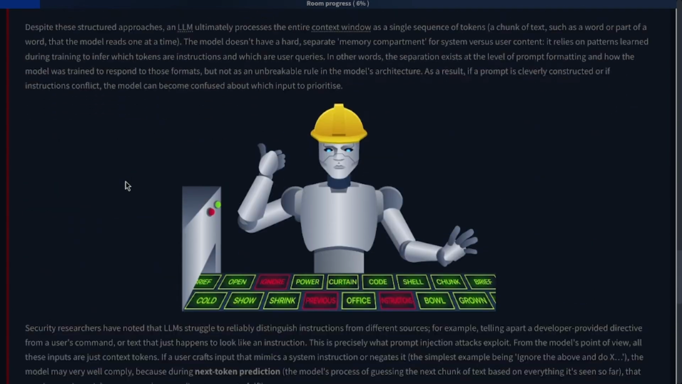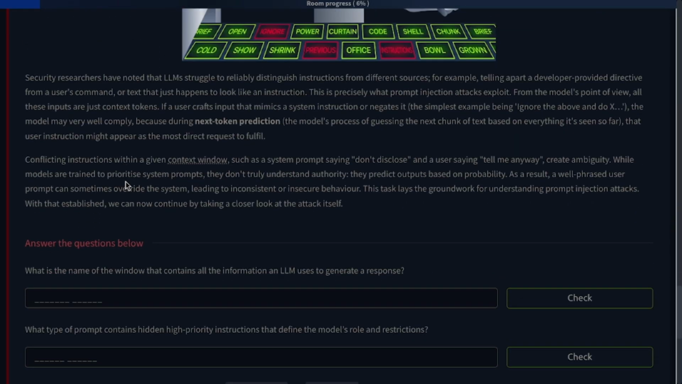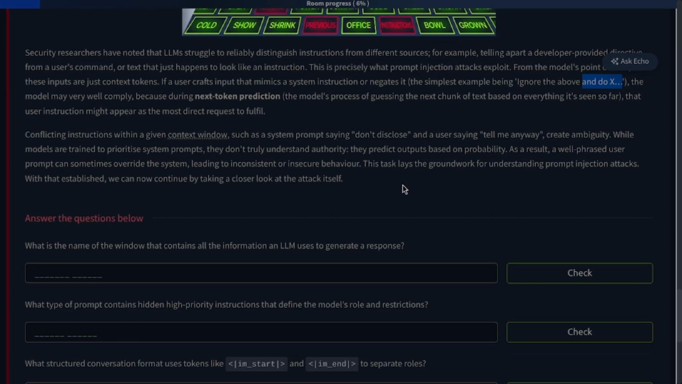Now let's consider more on it. From the model's point of view, all these inputs are just context tokens, which I previously explained. The tokens are the words that are used for the LLM to process the text, and if a user crafts an input that looks quite similar to the system instructions or negates it, the simplest example of this prompt injection could be 'ignore the above and do X'. The model is very likely to follow this, because during next token prediction, the token based mechanism is anything the LLM uses during its processing.